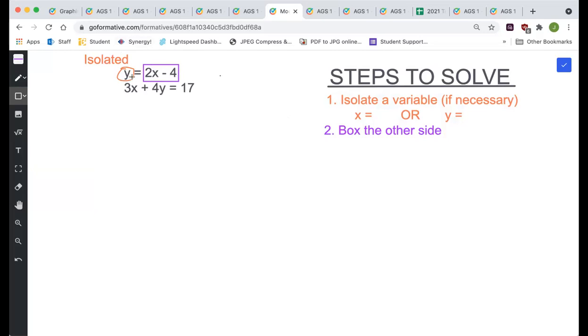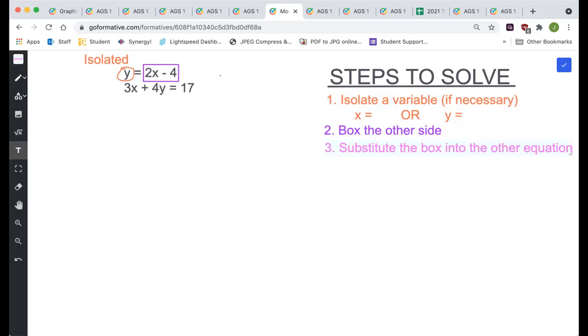So we have an isolated variable. That's already done. If we weren't given an isolated variable, we have talked about and practiced isolating variables for two modules now. When you have an equation and you solve for y, that is isolating a variable. So we boxed the other side. We found an isolated variable and drew a box. So step three is we are going to substitute the box into the other equation.